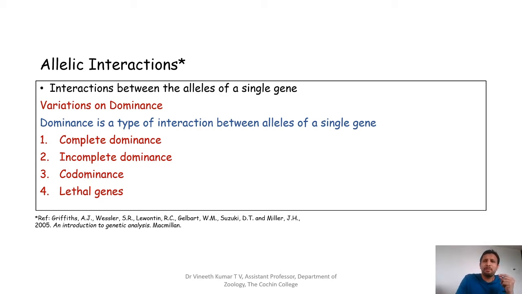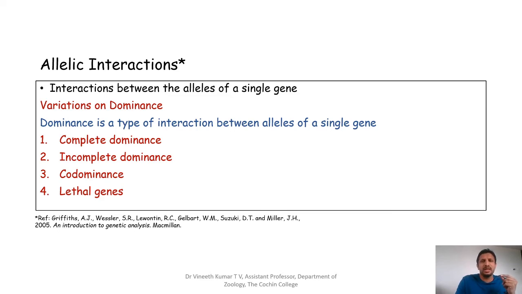The first one is complete dominance, the second one is incomplete dominance, the third is codominance, and the fourth one is the lethal gene. These are the four different allelic interactions we are going to discuss, and these four are variations of the normal dominance interaction that was proposed by Mendel. We'll be discussing them one by one.